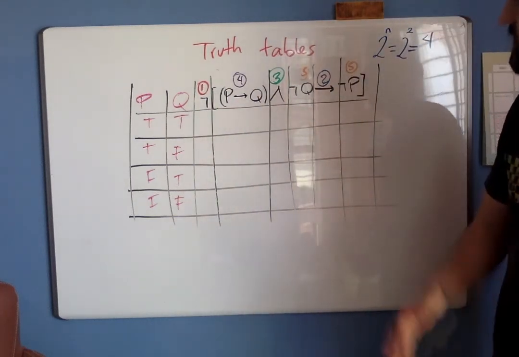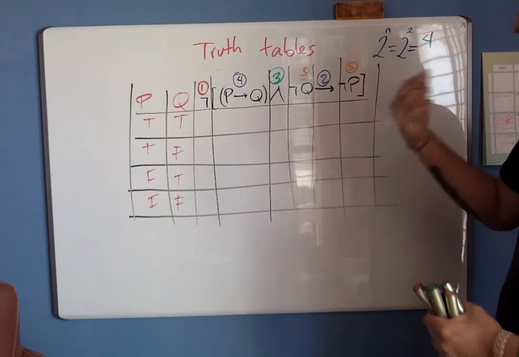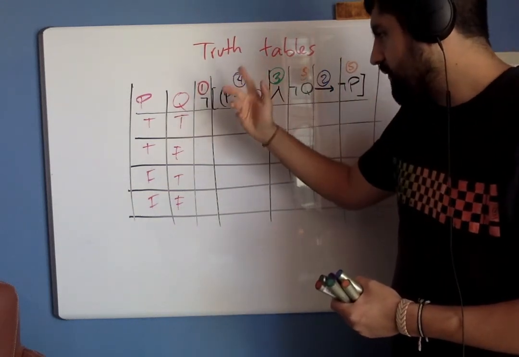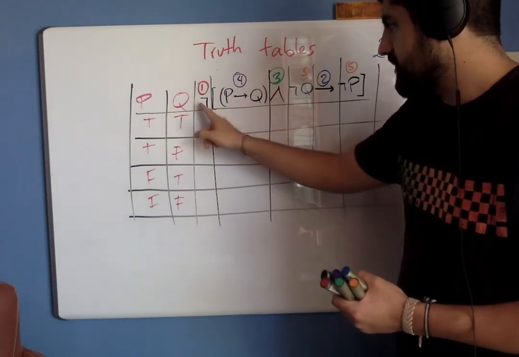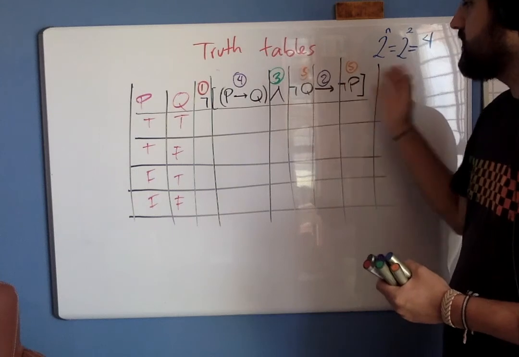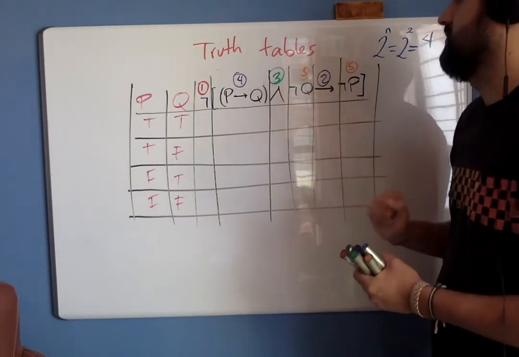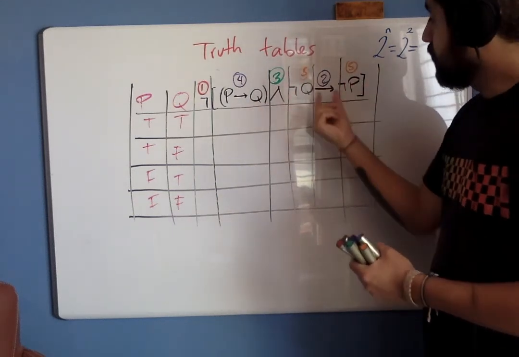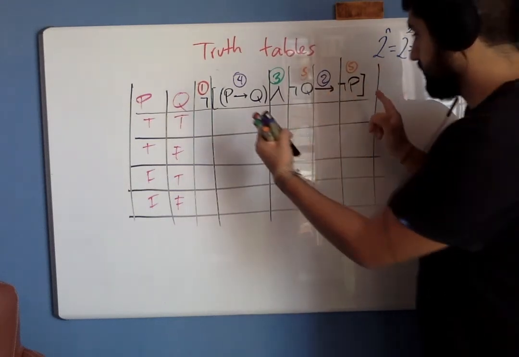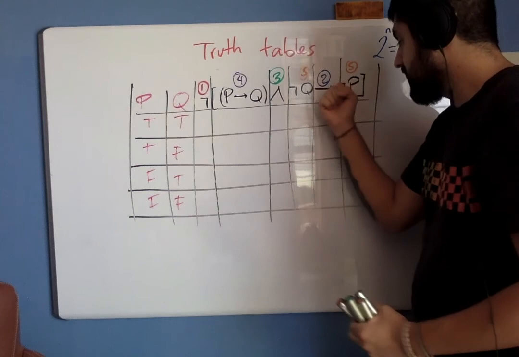So let's do the following steps. Now we can see that our primary logical connective is this negation, but we cannot solve this negation if we haven't yet solved what is inside these brackets, okay? Now then we said that the most important logical connective within these brackets is the conditional.